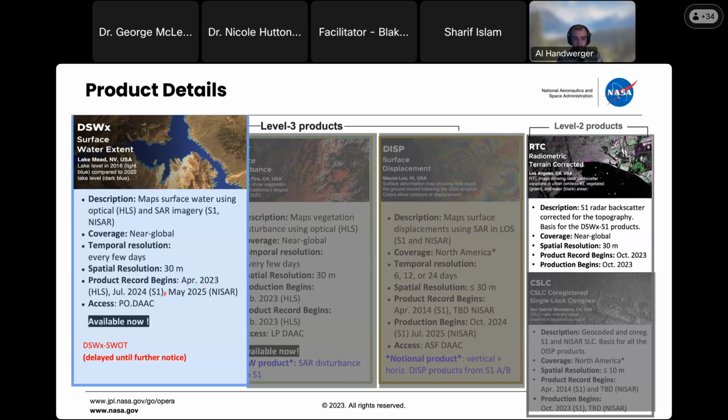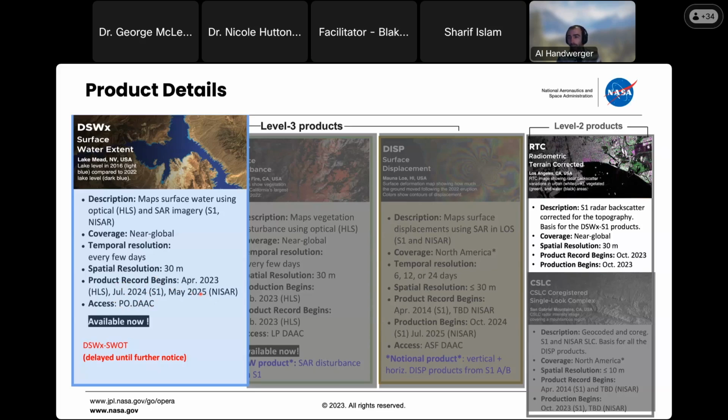So starting in April 2023, the water product from the harmonized Landsat and Sentinel-2 has been made. And so, as you know, this is in the past now. So these data are already being processed and are available through the Physical Oceanography Distributed Data Archive Center, or known as PODAAC. The next of this product suite that will come online is the Sentinel-1 based water map, and that's in July 2024, and then followed by NISAR in May 2025.